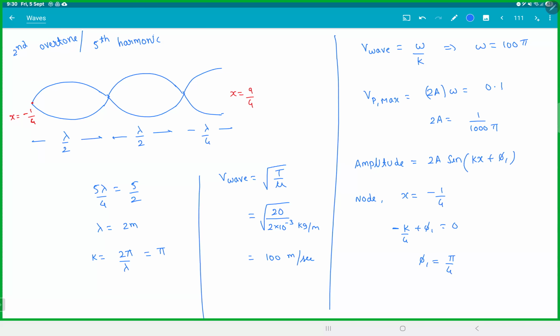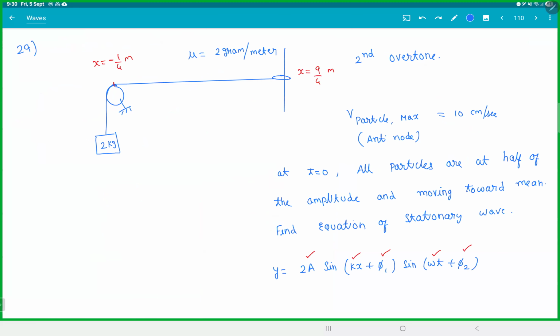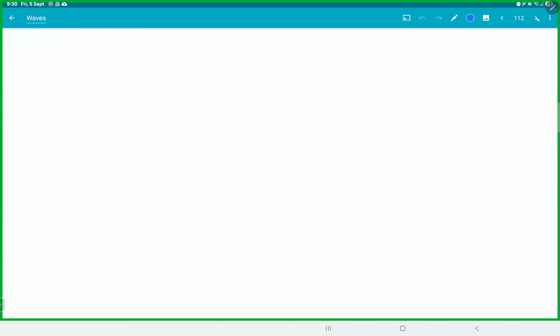Now phi 2, there is a problem. Look at the wording. All particles are at half of the amplitude and moving towards the mean. Now, when you say that, it's actually kind of vague because there are two possibilities. One possibility, you're at x is equal to a by 2 and you're coming down like this, means you went up and you're coming like this. So this will give you a phase angle 5 pi by 6, 150 degrees. Second thing, you can be below, at minus a by 2, and you're going up. This is also a possibility. Since we didn't tell you whether it is positive or negative extreme, there are two possibilities.